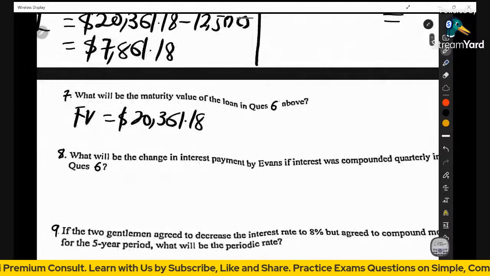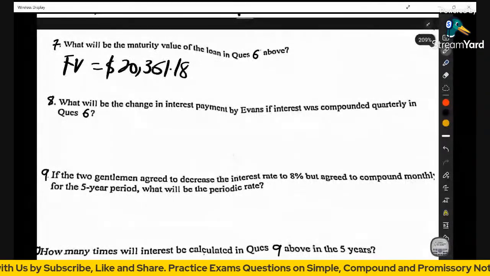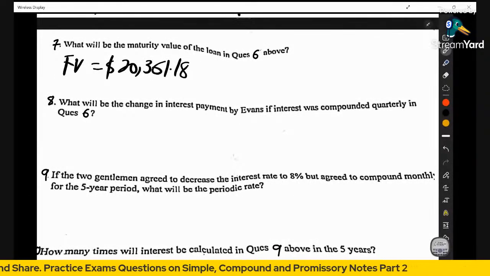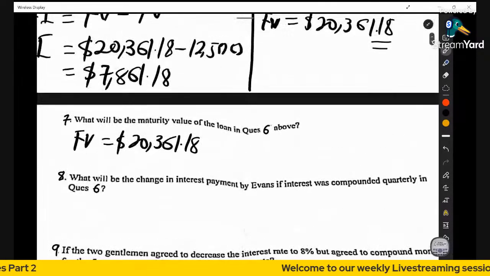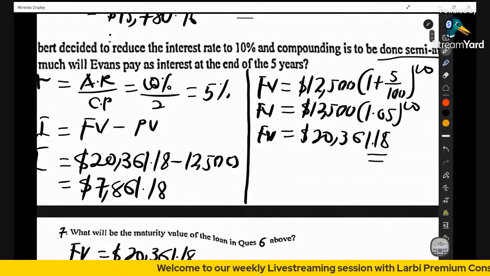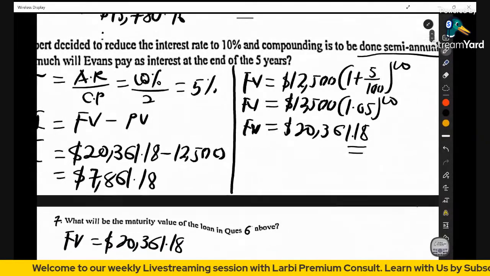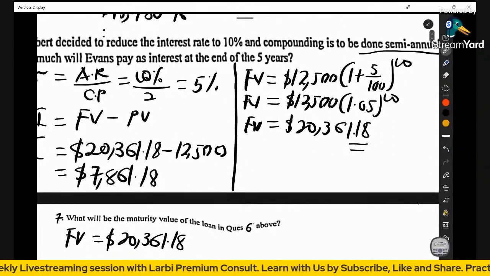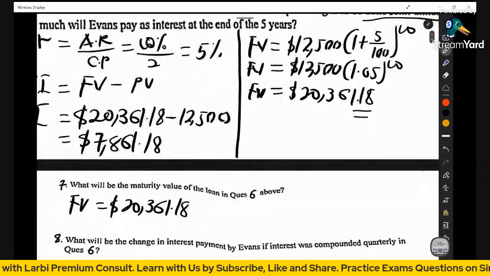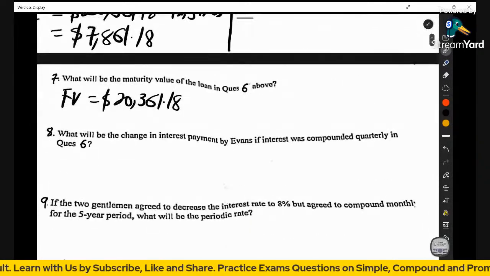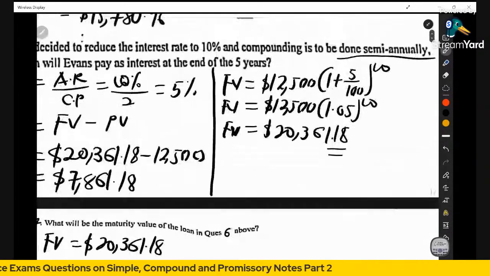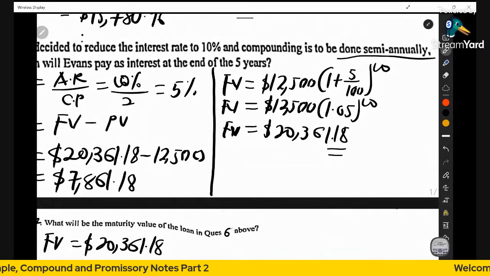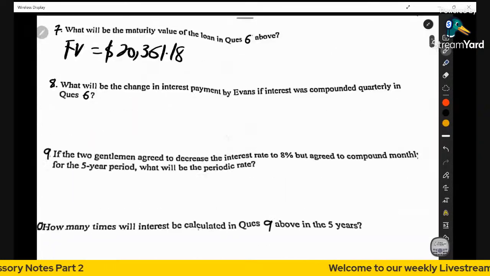Okay, then question number 8. What will be the change in interest payment by Evans if the interest was compounded quarterly in question 6? So here they are bringing in a change in interest. In question 6, you were compounding semi-annually, using the 10% as a way to compute. And here lies the case: they are asking us that if we compute that same information where it was compounded quarterly instead of semi-annually, what will have been the change in the interest? So let's see how we go about that, but that will be fine.